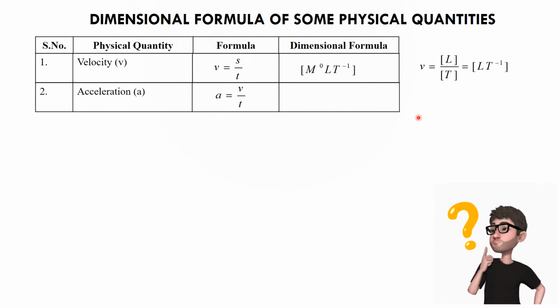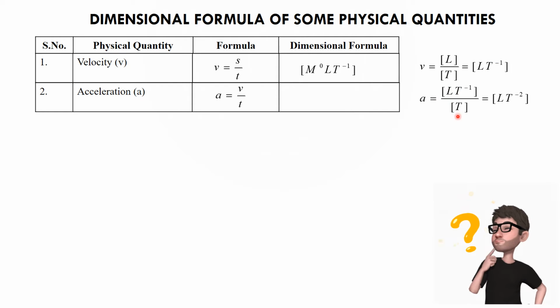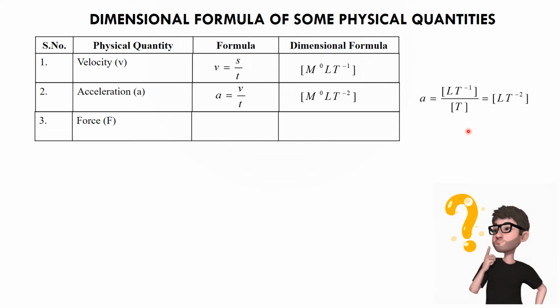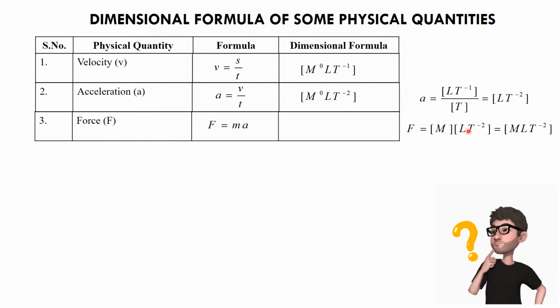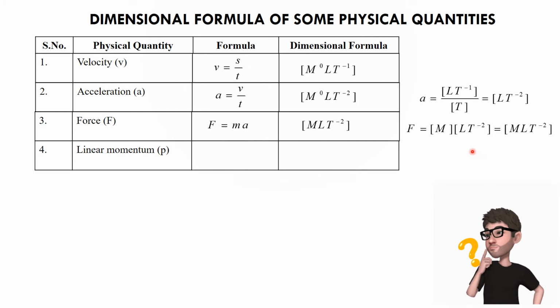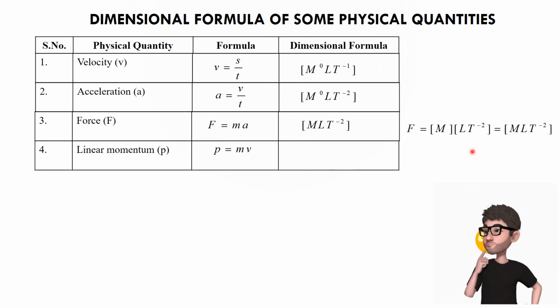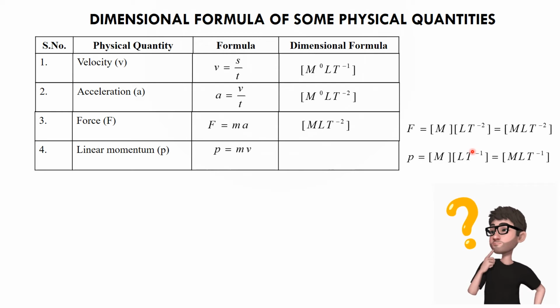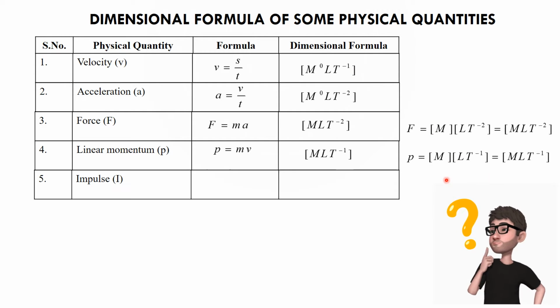Acceleration. What is the formula? Velocity upon time. Velocity, we just found out, is L T^-1 divided by t. So this t goes downstairs and it becomes L T^-2. Force: F is equal to m a. Wow, m is M and a is L T^-2. So what is the dimension? M L T^-2. Linear momentum represented by p, having formula p is equal to m v. M is M and v is L T^-1. So what am I getting?